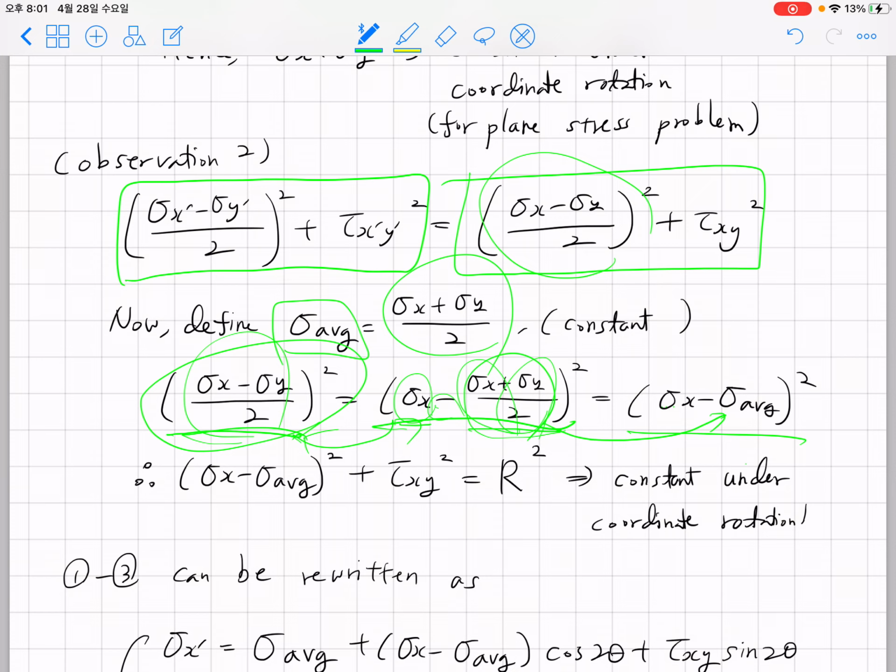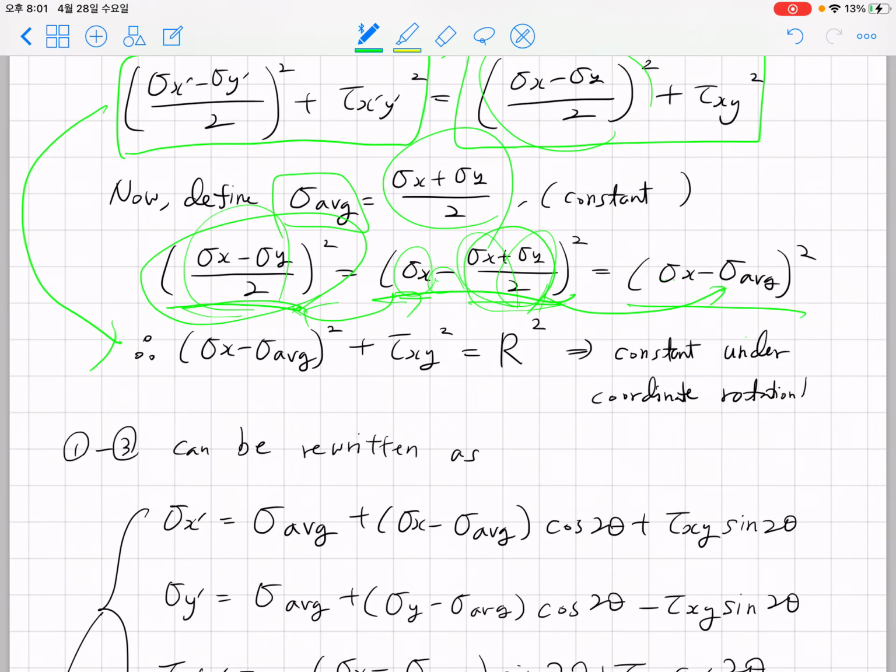Regarding the second conserved quantity, you can rewrite the equation as sigma x minus sigma average squared plus tau xy squared is conserved. Let's define this quantity as r squared, some constant. This constant will be conserved under the coordinate notation. For the xy coordinate and a coordinate rotated by an arbitrary angle theta, sigma x prime y prime, this is also conserved.